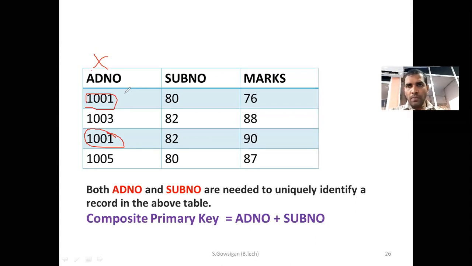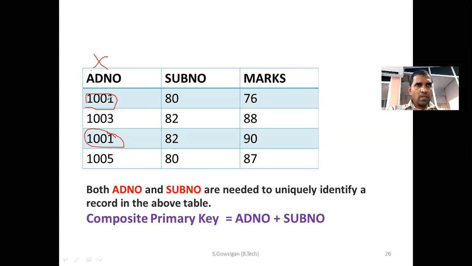There may be many people who can have your name. So we cannot use your name, we cannot use your address or date of birth or other things. So we use your admission number or registration number. Similarly, in this table, the first field wasn't satisfied, right? That doesn't satisfy the rules, so it is not primary key.